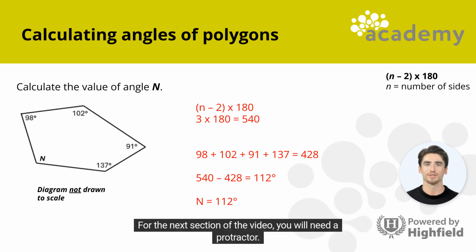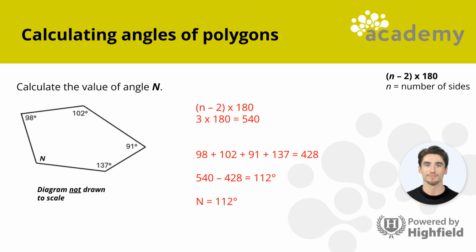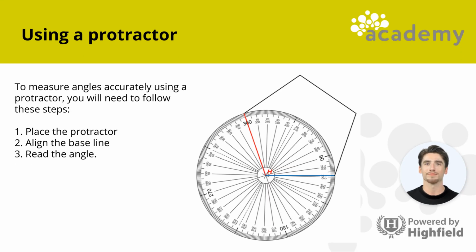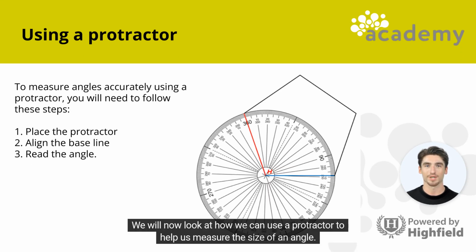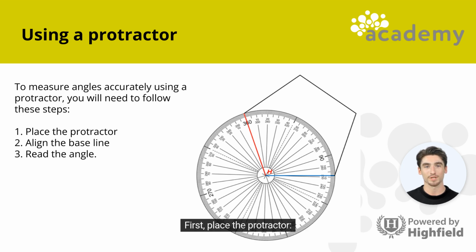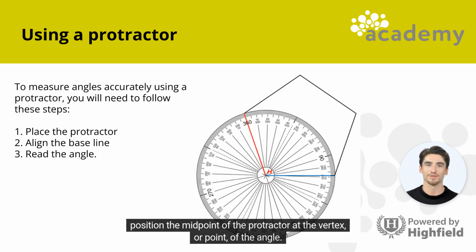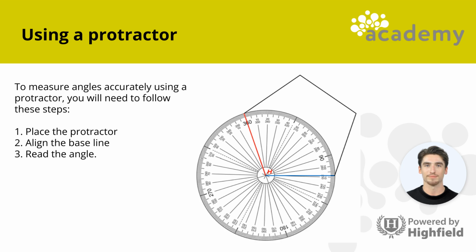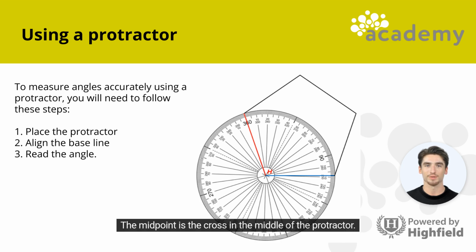For the next section of the video, you will need a protractor. We will now look at how we can use a protractor to help us measure the size of an angle. To measure angles accurately using a protractor, follow these steps. First, place the protractor. Position the midpoint of the protractor at the vertex, or point, of the angle. The midpoint is the cross in the middle of the protractor.